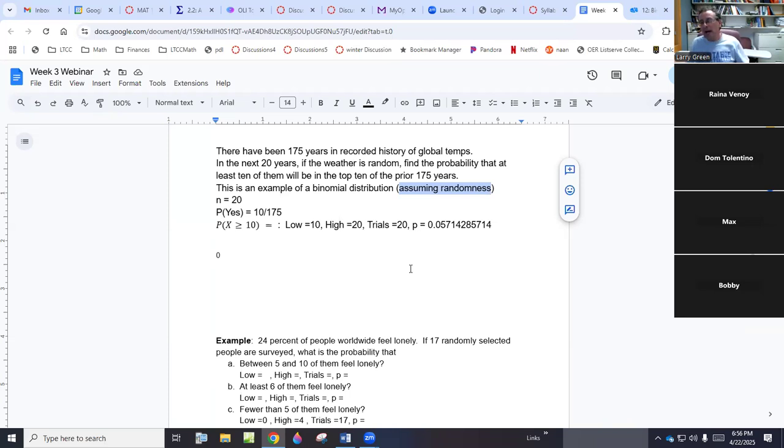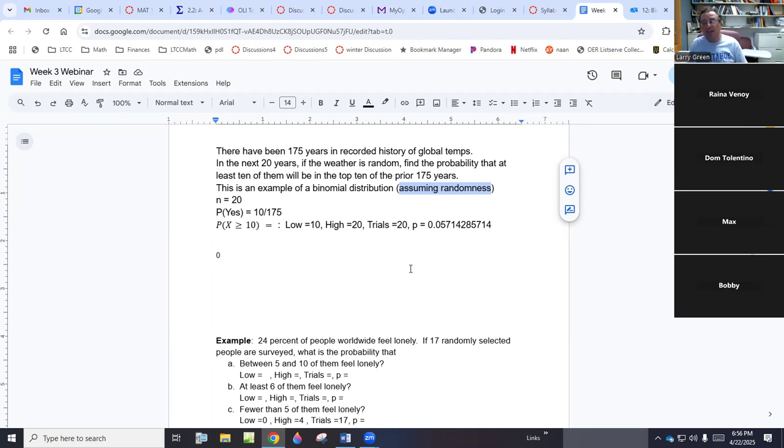So then you go back and you realize something is wrong. And what you realize is we don't have randomness. We have a cause of temperature increasing. Does that make sense? Okay. And this is basically a mathematical proof that we have global warming. Okay. That our temperature is higher. Does that make sense? Okay.